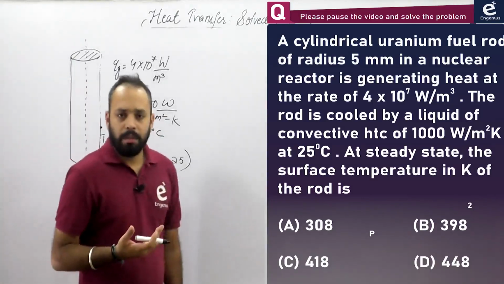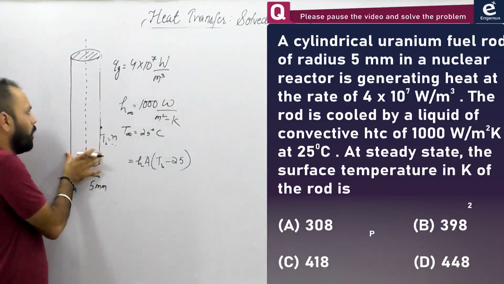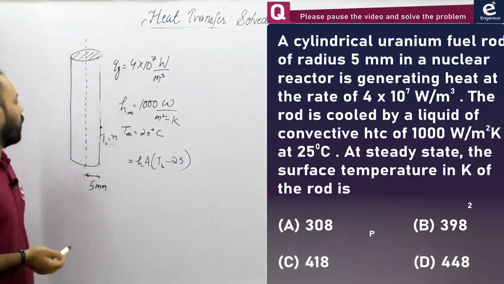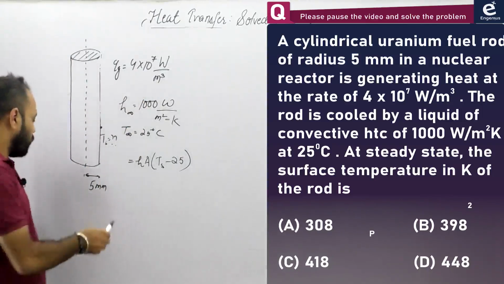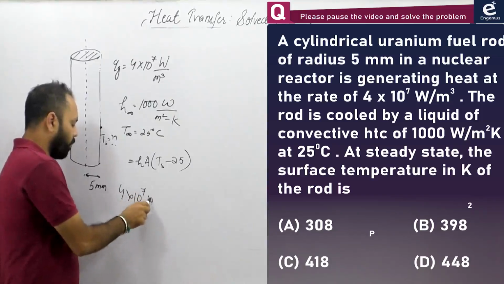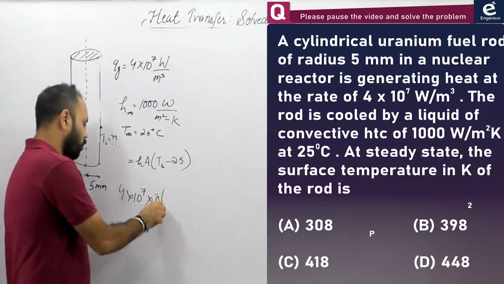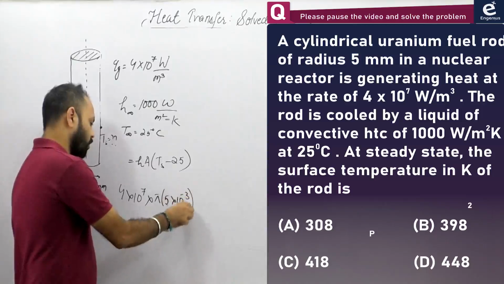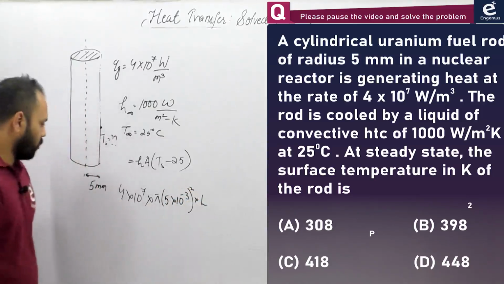भाई तभी स्टडी स्टेट आएगा. But heat convected from the outer surface should be equal to heat generated in the entire body. And what is heat generated in the entire body? This has to be multiplied by the volume, right? So heat generated in the entire body is 4 into 10 power 7 multiplied by the volume. What is the volume? Pi into 5 into 10 power minus 3, right? Square into L. ठीक है क्या ये?